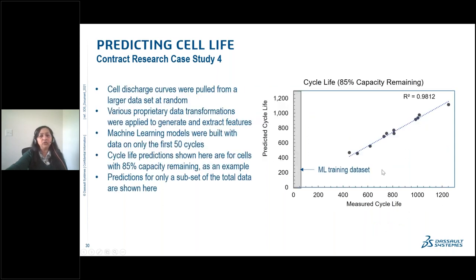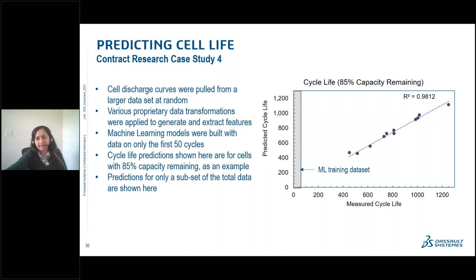The data used in this project were the discharge curves on numerous cells. Cell discharge curves were selected randomly from the large set of data. Various proprietary data transformations were then applied to generate and extract features. That is a critical piece. Then machine learning models were built with data on only the first 50 cycles. So the training data set was only the first 50 cycles.